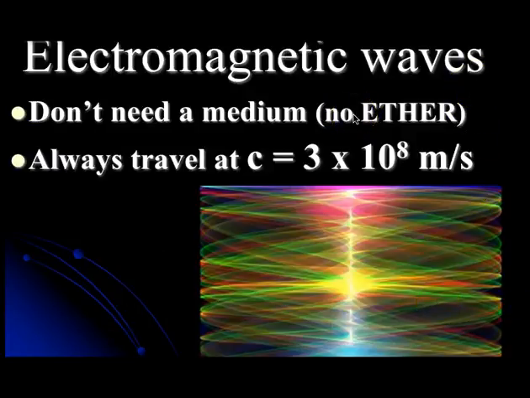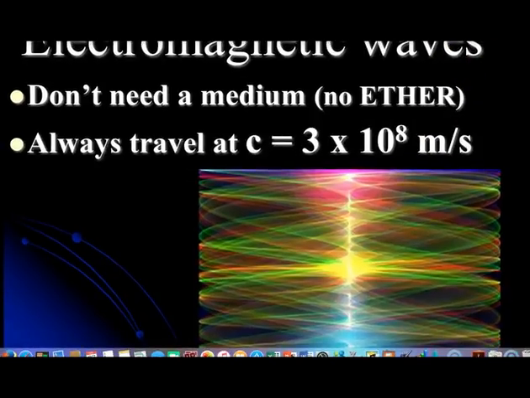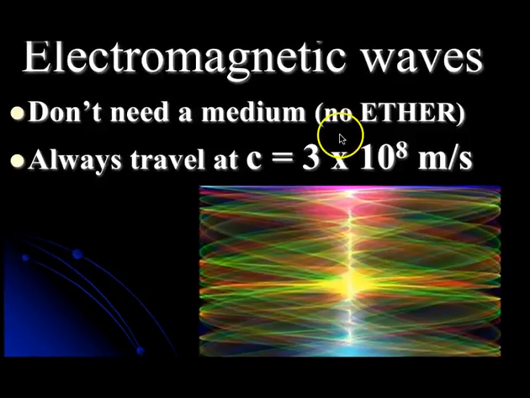Electromagnetic waves don't require a medium to travel in. What I mean by that is light travels through the vacuum of space, and it always travels at a particular rate in the vacuum of space. You've probably heard that the ultimate speed limit is the speed of light, and that's its value, 3 times 10 to the 8th meters per second. Remember, a meter is approximately 1 yard in distance.